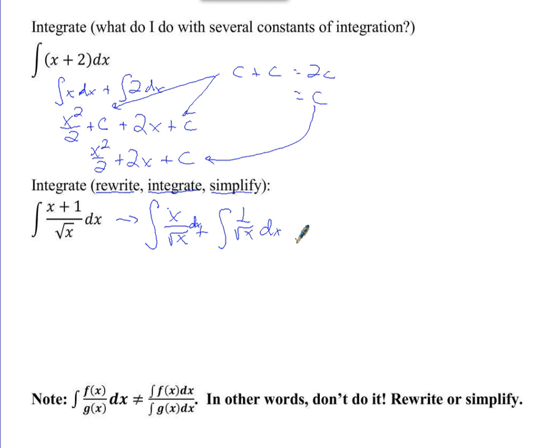So now it's split. Now we can rewrite it. So this becomes the integral of x to the first divided by x to the 1/2, which becomes x to the 1/2. When you're dividing like bases, you subtract the exponents. dx plus, this one is the integral of x to the negative 1/2 dx.